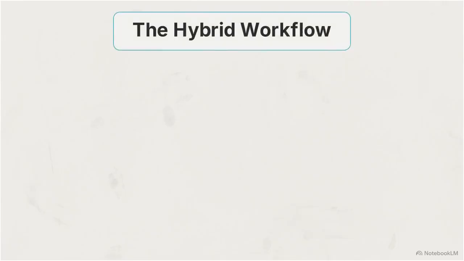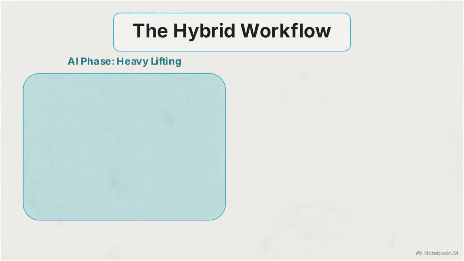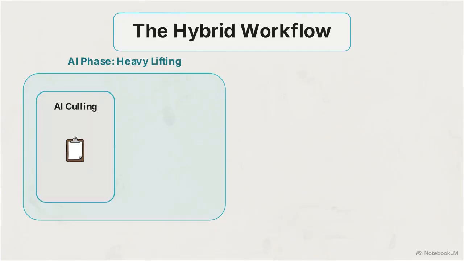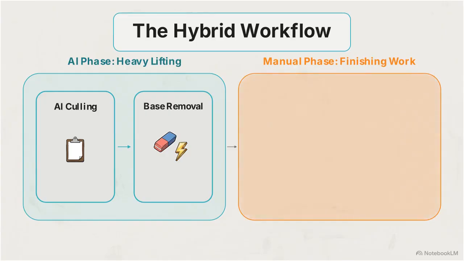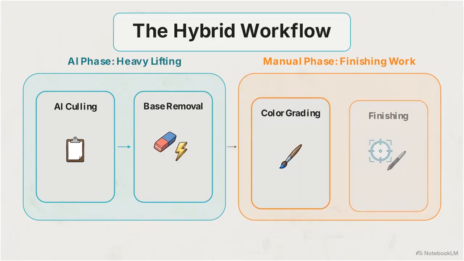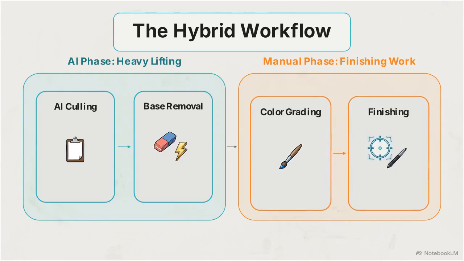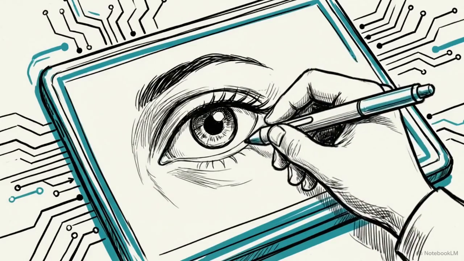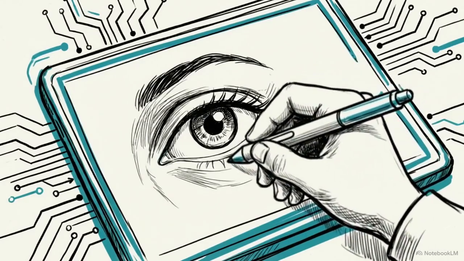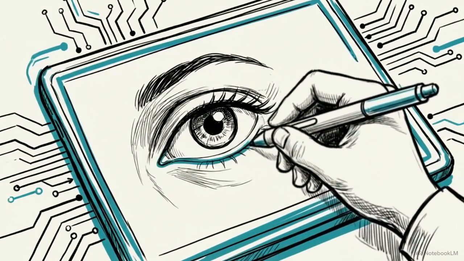For quality and efficiency, the answer is the hybrid workflow. AI handles the heavy lifting, initial photo culling, generating bulk masks, and basic object removal. Then switch to manual tools for critical finishing work, setting color grading, high-resolution patching, and refining textures by hand. AI is an assistant that clears the path. It handles the repetitive setup so you can spend your time where it matters, in absolute control of the final image.